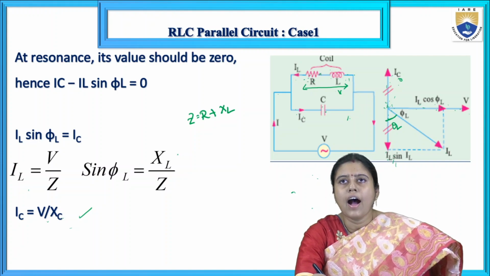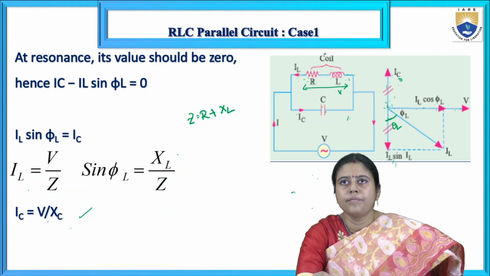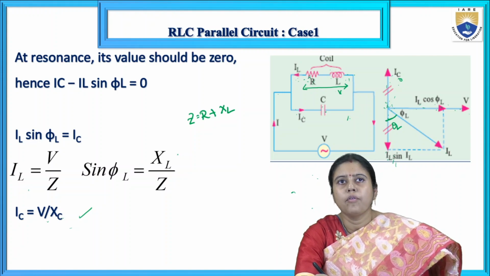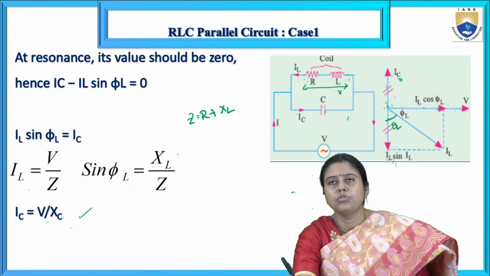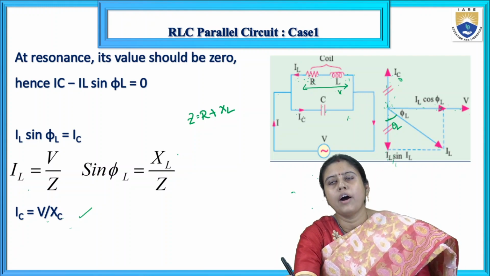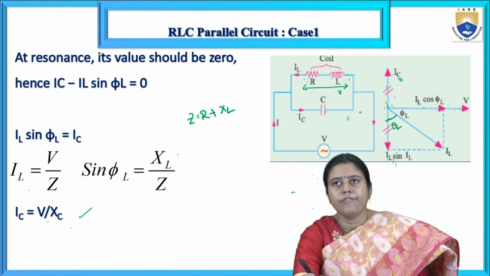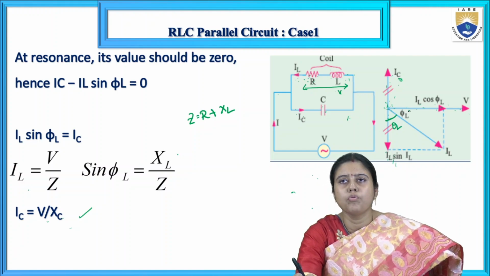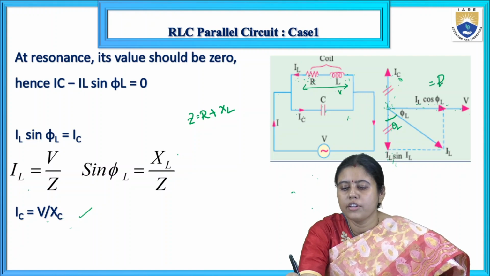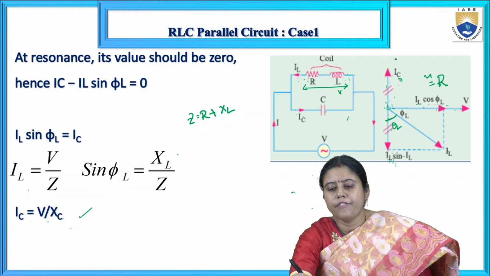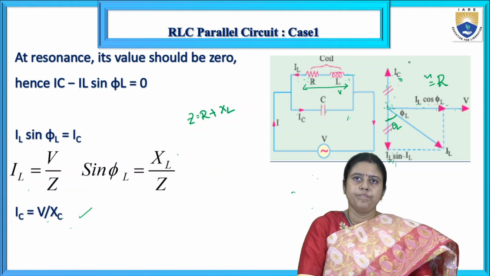Now IL is the current, and what is IR? IR is in the same phase with V. So what will happen to IL? IL will be 90 degrees apart, and we are dividing it into two parts. One is IL cos phi L and one is IL sin phi L, and the total current is IL. IL cos phi L is equal to IR, and IL sin phi L is equal to IC.